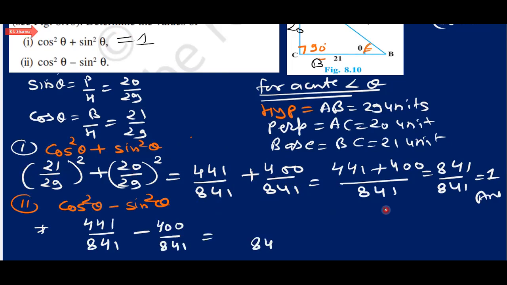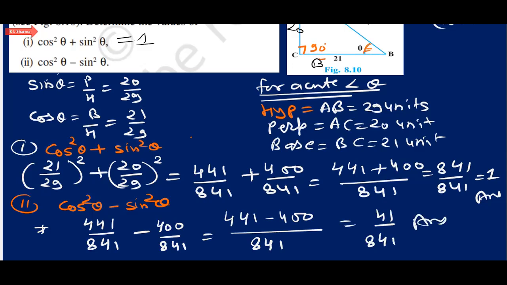You can take 841 as LCM. So that is 441 minus 400. हमने 841 LCM लिया and ये आया 441 minus 400, that is 41 upon 841. This is the answer of the second part. So we can say that is equal to 41 upon 841. इस तरह से cos स्क्वायर थीटा प्लस साइन स्क्वायर थीटा का वैल्यू आया 1 एंड cos स्क्वायर थीटा माइनस साइन स्क्वायर थीटा का वैल्यू है 41 अपॉन 841.